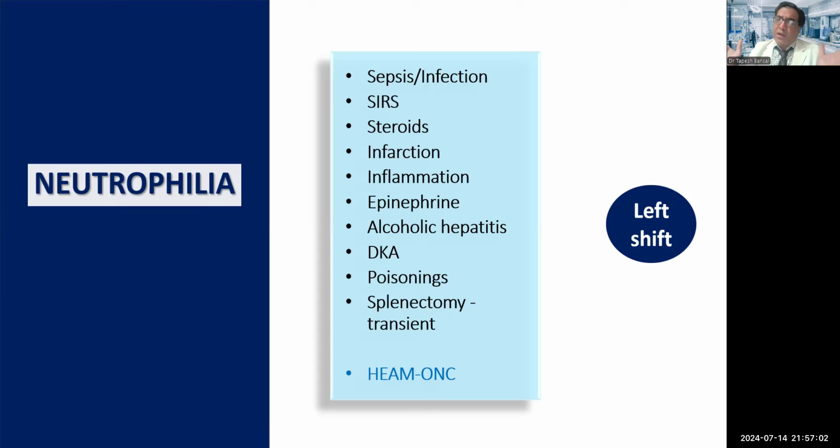DKA patients have an elevated TLC and don't think this is an infection. So don't start antibiotics in DKA. A DKA patient may get an infection or may come with an infection which precipitates the DKA, but TLC per se can be high because of diabetic ketoacidosis. Then poisonings, because of the stress. Many poisonings come with elevated TLC.